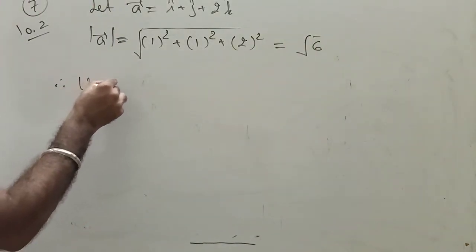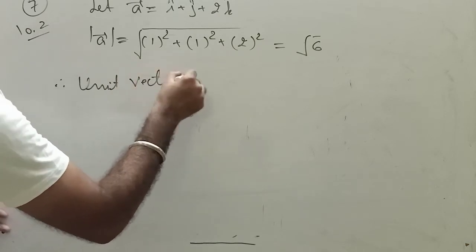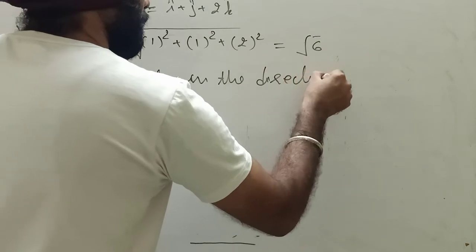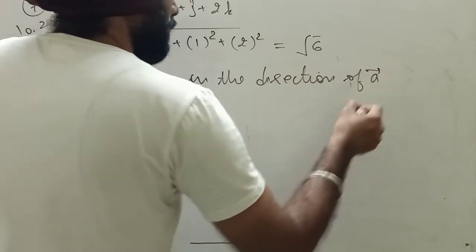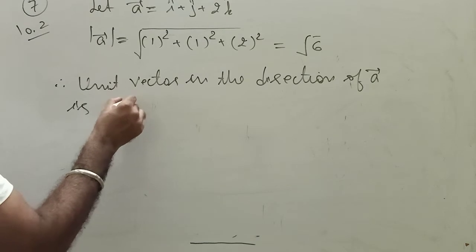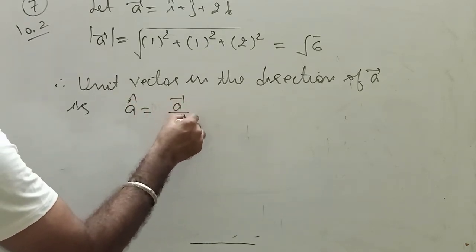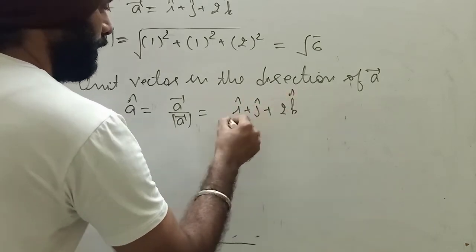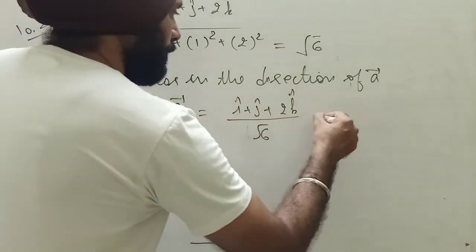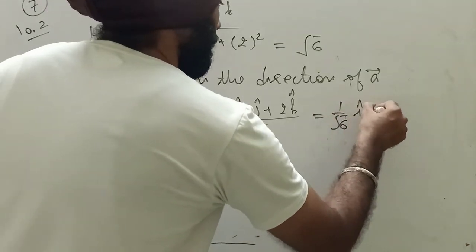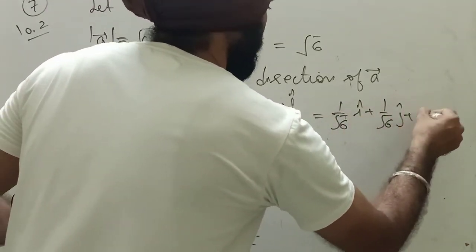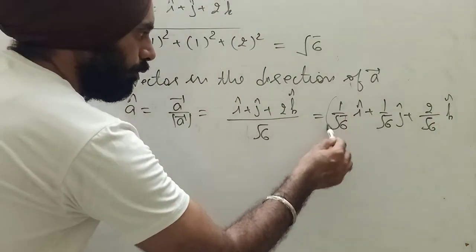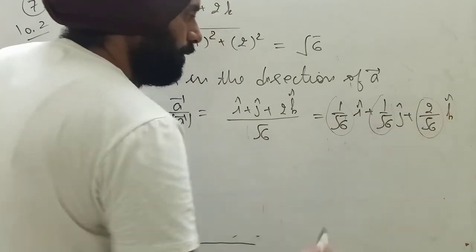Therefore the unit vector in the direction of A is A cap, equal to the vector over its magnitude. The vector is i plus j plus 2k divided by root 6, that is 1 by root 6 i cap plus 1 by root 6 j cap plus 2 by root 6 k cap. So this is the unit vector, and see that the coefficients of the unit vector are the direction cosines.